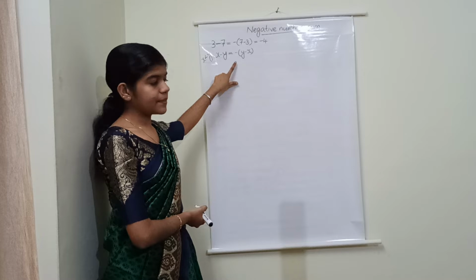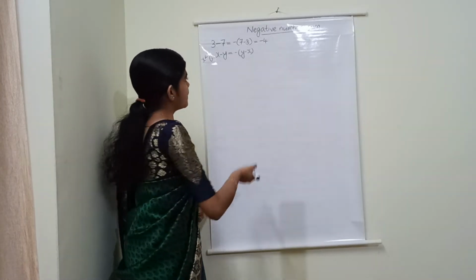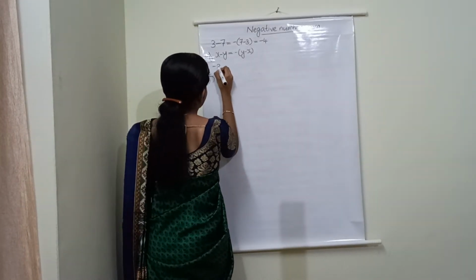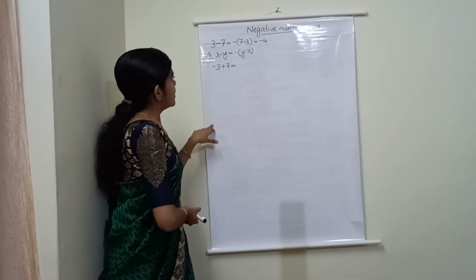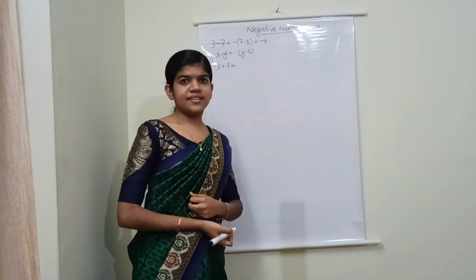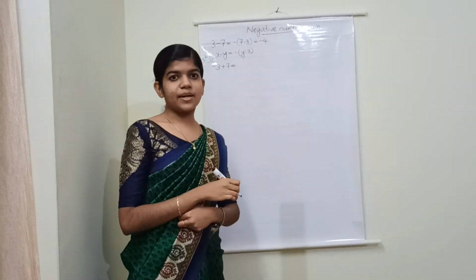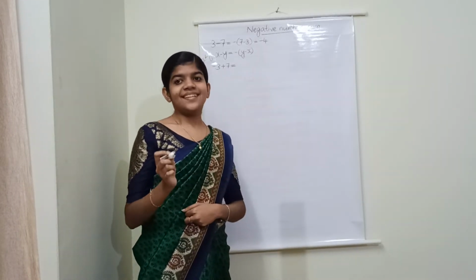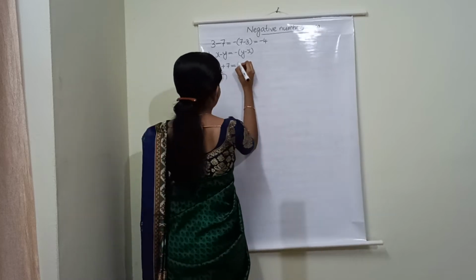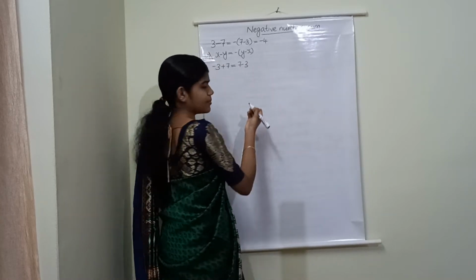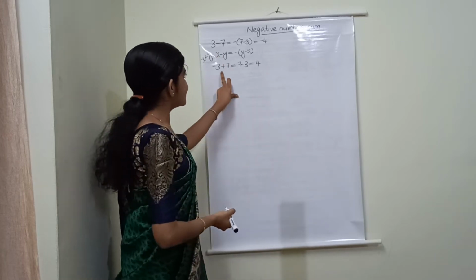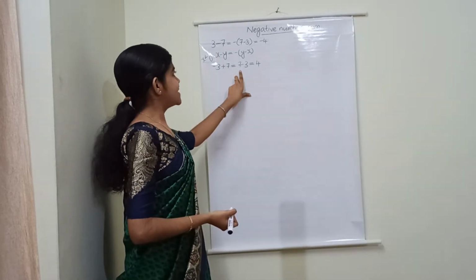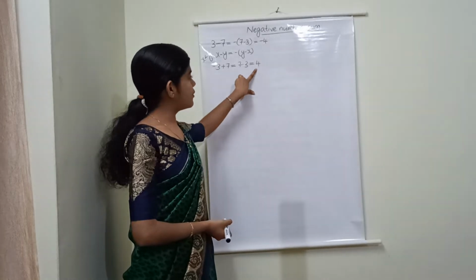Okay, clear? Now consider minus 3 plus 7. How can we write minus 3 plus 7? Reverse this. Then what do we get? Yes, 7 minus 3. Simply 7 minus 3, which is 4. That is, minus 3 plus 7 is equal to 7 minus 3, which is equal to 4.